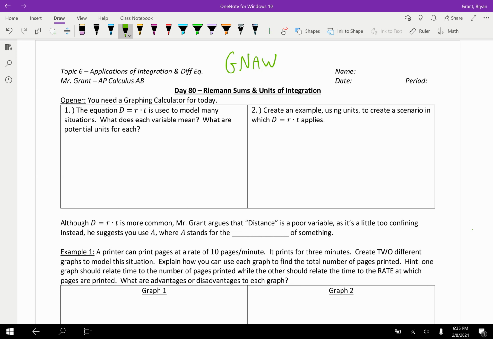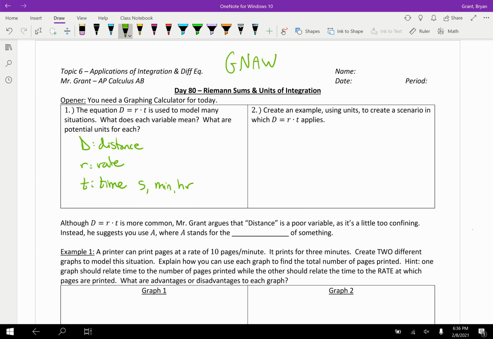All right, so you may have known that D in this case usually stands for distance, R stands for a rate, and T almost always stands for time. We're going to be using that variable T quite often here. What are some potential units for each? Well, time is easy, right? We can have seconds, we can have minutes, we can have hours.